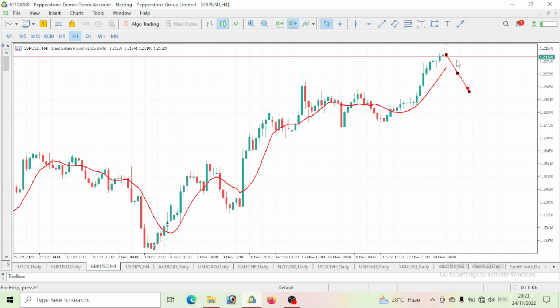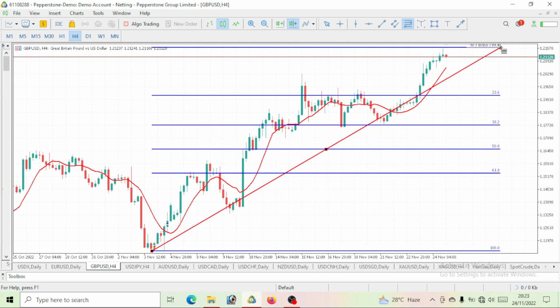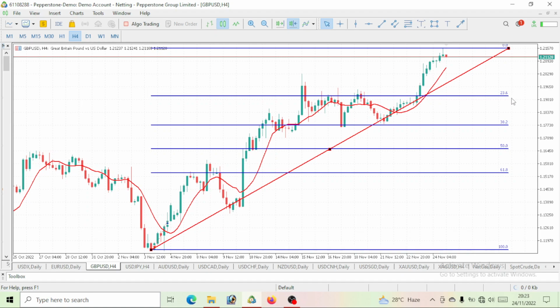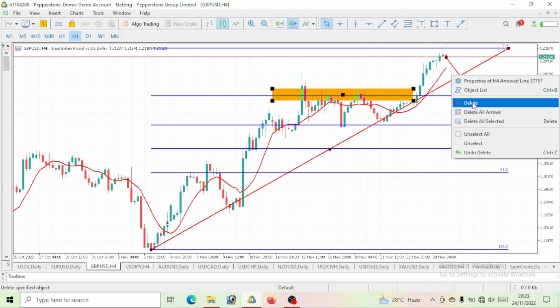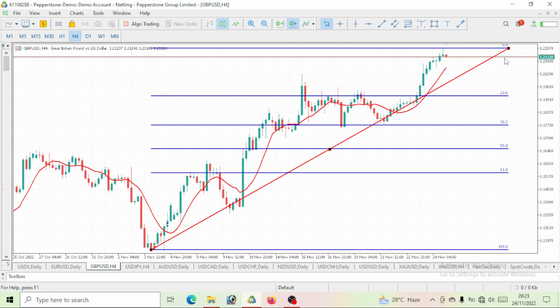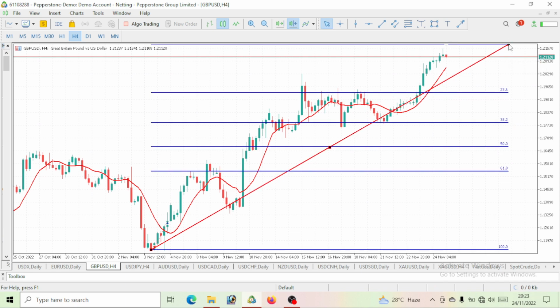Let's see, in case a pullback starts from here, which I don't think so, then we should see the pullback come to the level of 23.6. It even makes sense. The reason is that price has reacted to this level previously. We saw price came to this level, dropped, came to this level, dropped, came to this level, dropped. So it makes sense if price can drop to this 23.6 level before it spikes up. But I don't think so.